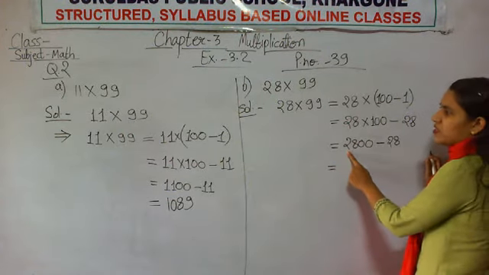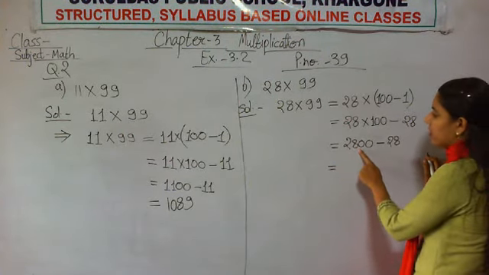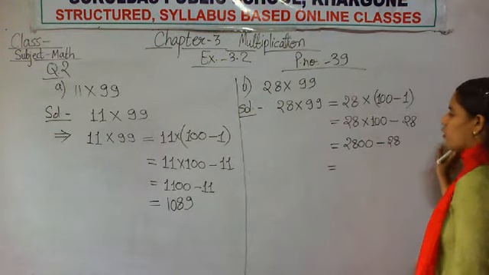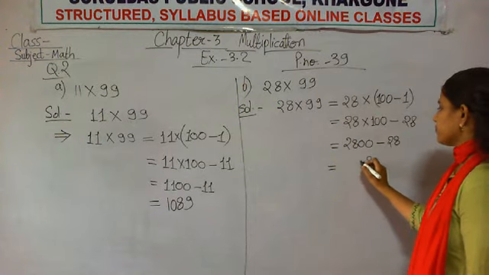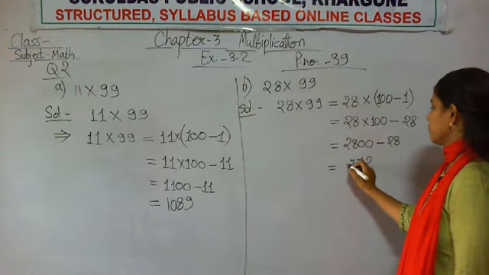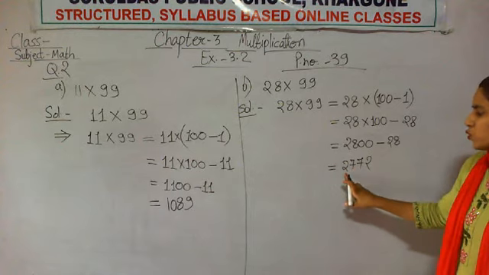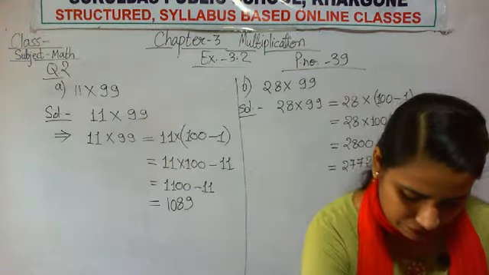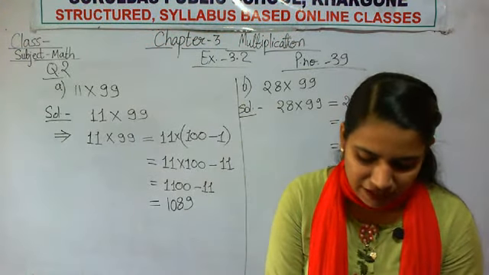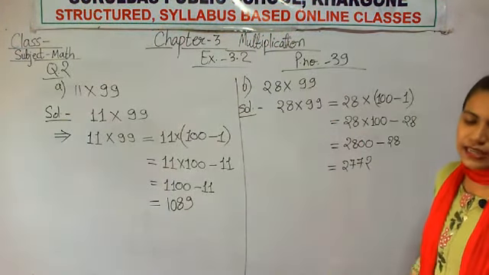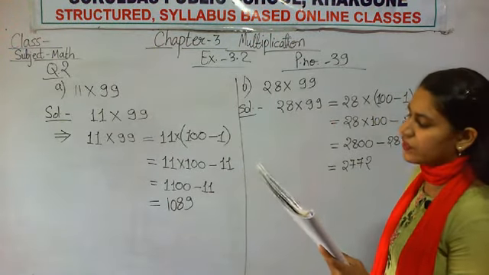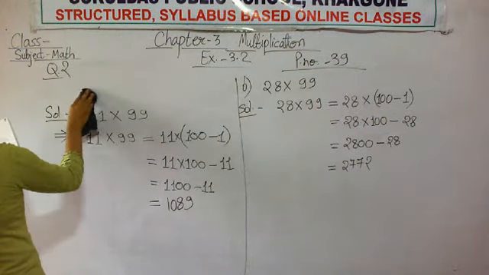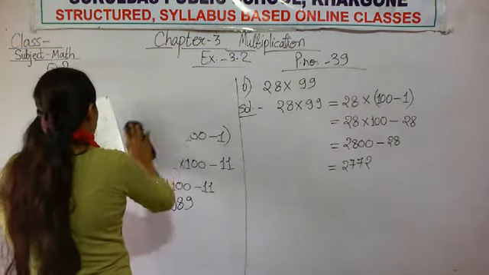Now observe this step. 2800 minus 28. Subtract this. Arrange column-wise and subtract. Your answer is 2772. Okay. I hope you can do C, D, E, F, G very easily. Now I am doing H for you.